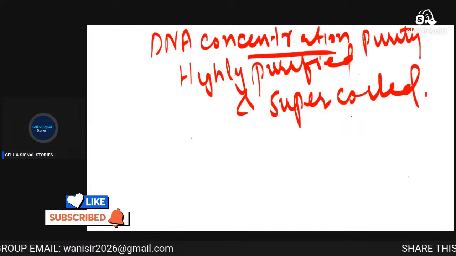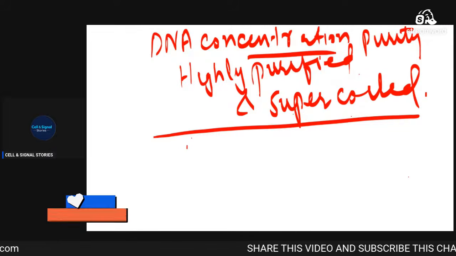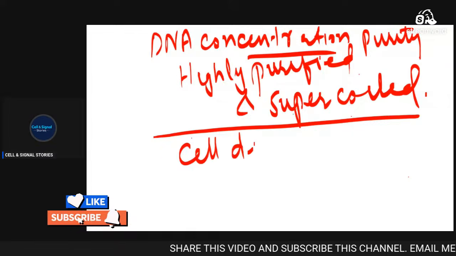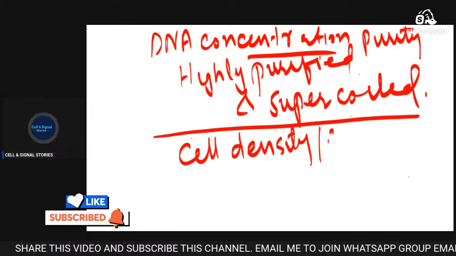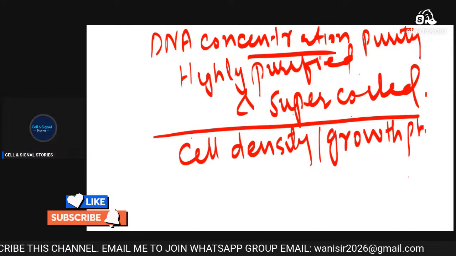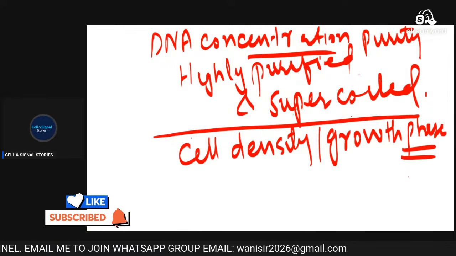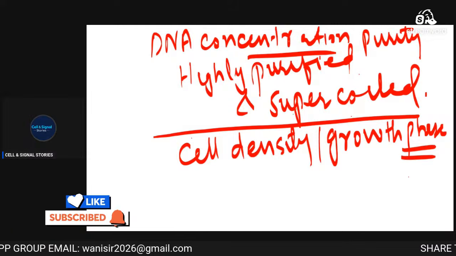Now, cell density and growth phase are also important. In which growth phase have you taken the cells? Mostly we take log phase cells, which are usually transfected more efficiently than stationary phase cells. So this needs to be understood.